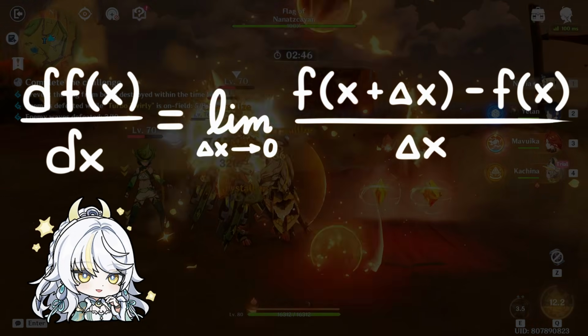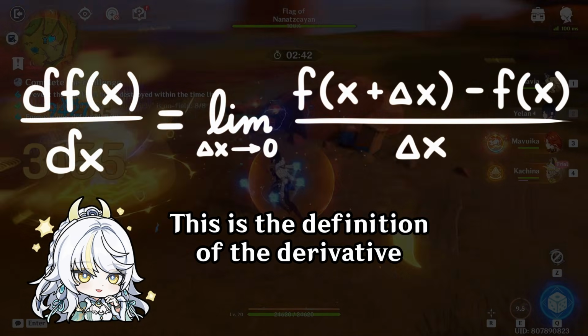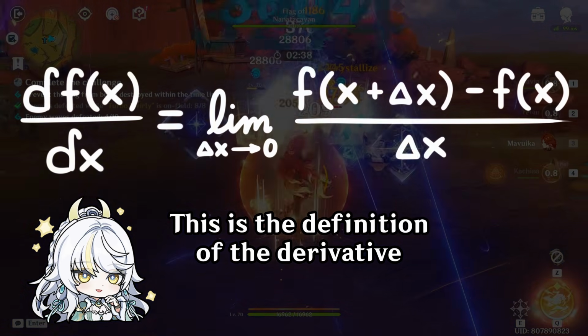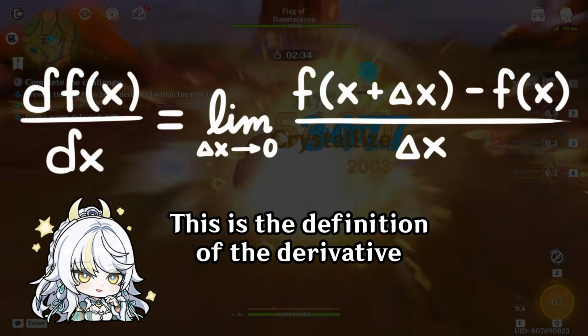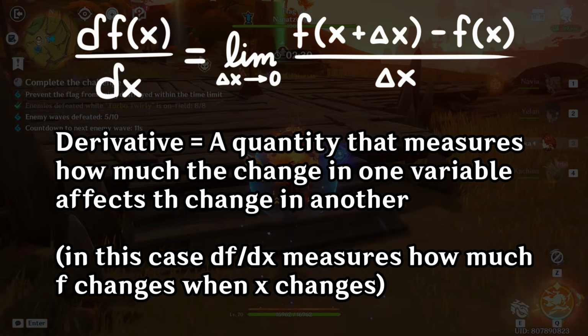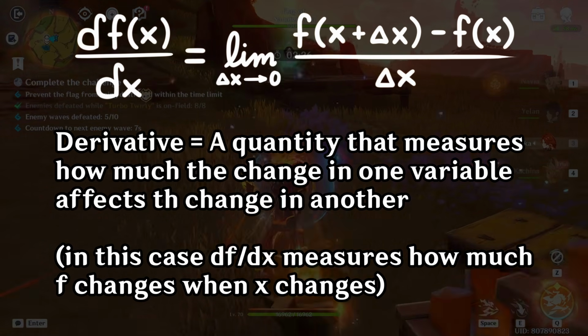This quantity is what is known as the derivative. df/dx is equal to the limit as delta x approaches 0 of f of x plus delta x minus f of x, divided by delta x. The derivative is the relationship that measures how a change in one variable affects the change in another.